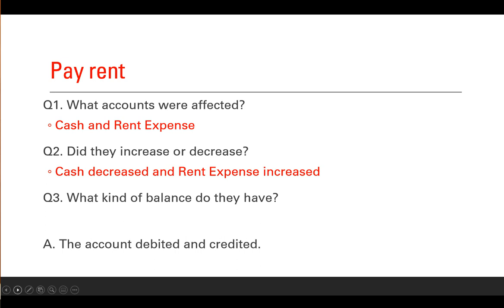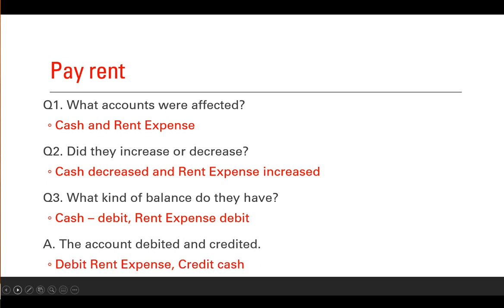What kind of balance do they have? Well, we know from experience from the last few transactions, cash is an asset account. It has a debit balance. Rent expense is an expense account. It also has a debit balance. So these accounts both have normal debit balances. However, one is going up and one is going down. In this case, we're going to debit rent expense and credit cash. We're crediting cash, even though cash is a normal debit balance, we're crediting it to make it go down.